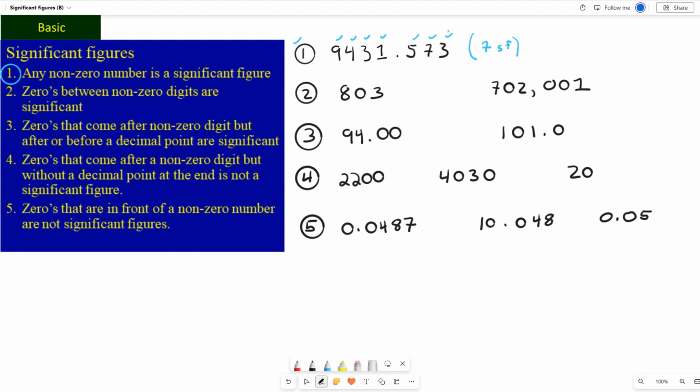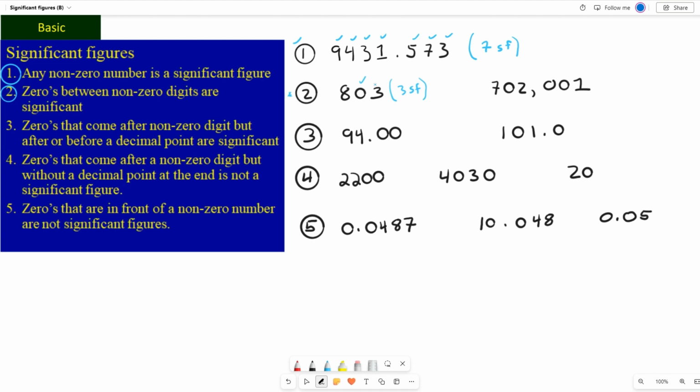The other rules, rule 2 through 5, they all deal with zeros, when a zero is significant or when a zero is not significant. So rule number 2 says zeros between non-zero digits are significant. So if we look at example number 2, 803. Well, you know the 8 and the 3 are significant. The 0 between them is significant as well. So this number 803 has 3 significant figures, the 8, the 0, and the 3.